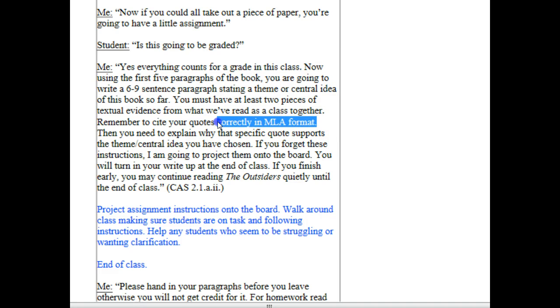Also, you will have to teach them MLA format. In 7th grade, some of them will never have heard of that at all. You may want to even put that into a different lesson plan because it can be so disconnected from theme or central idea.